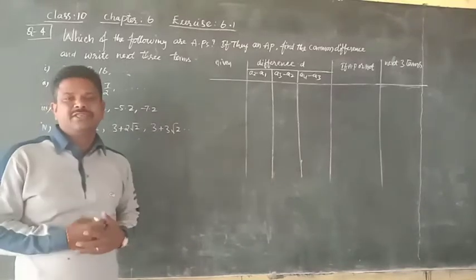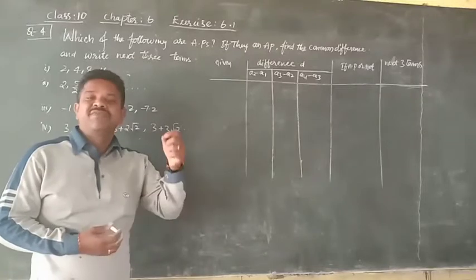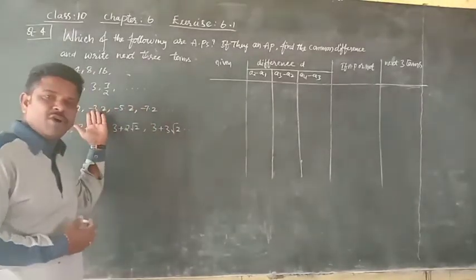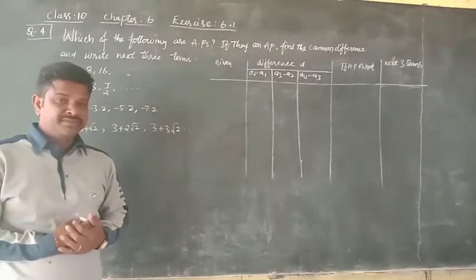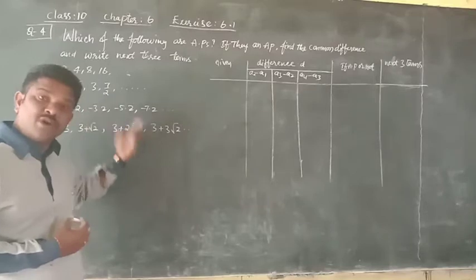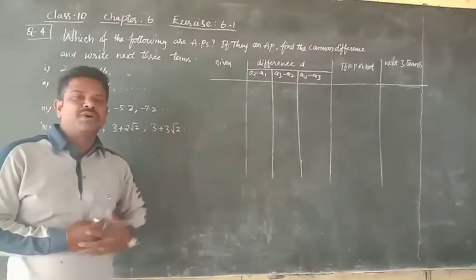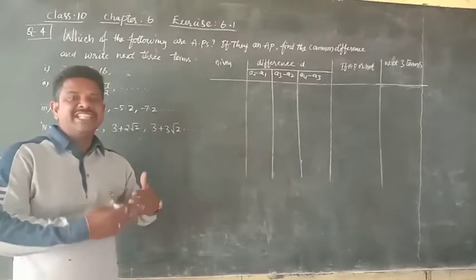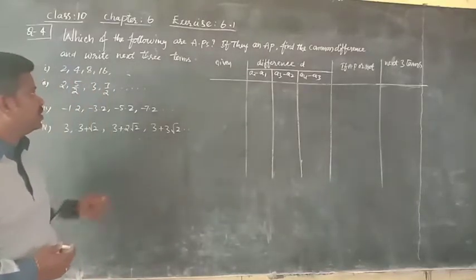So we already know what an arithmetic progression is. If the difference is equal, the list of numbers forms an arithmetic progression. If the difference is not equal, the list of numbers does not form an arithmetic progression. If it is an arithmetic progression, we can easily write the successive terms by adding the fixed number, that means the difference.